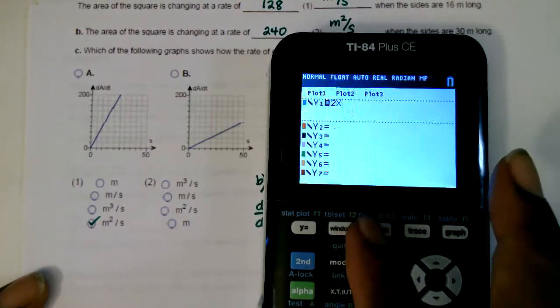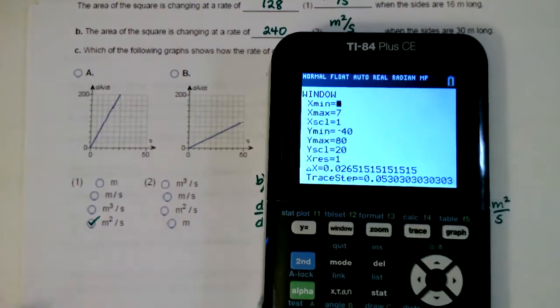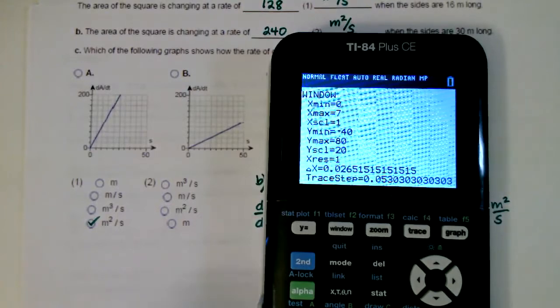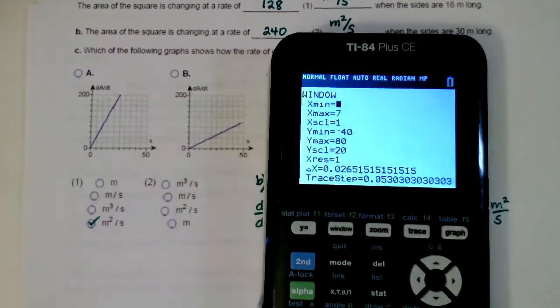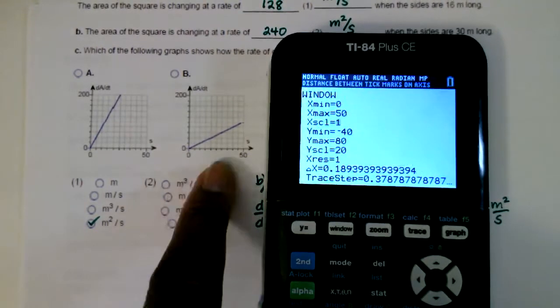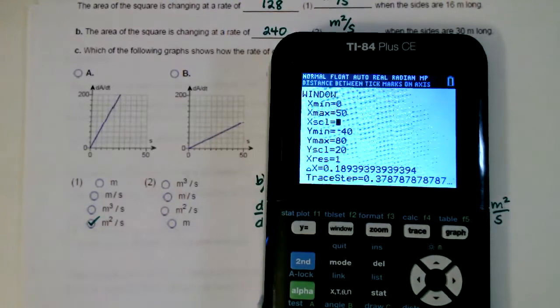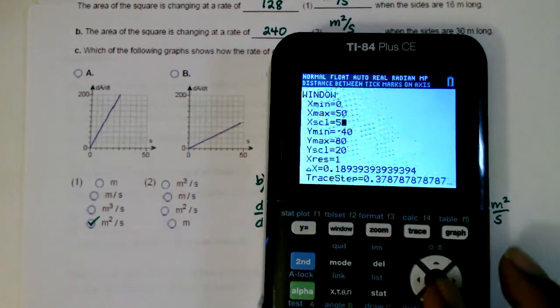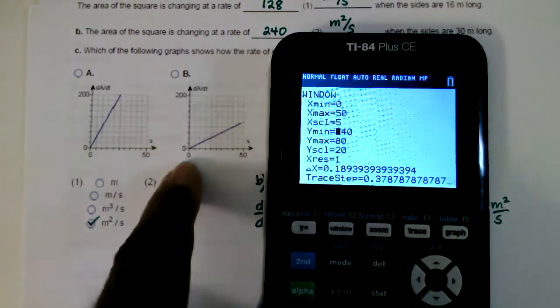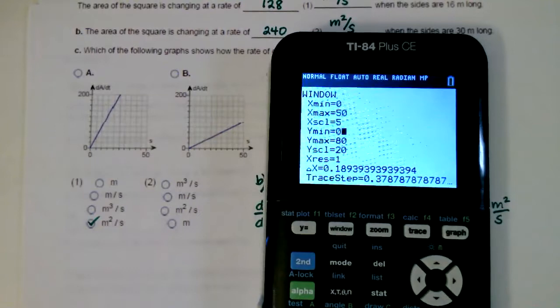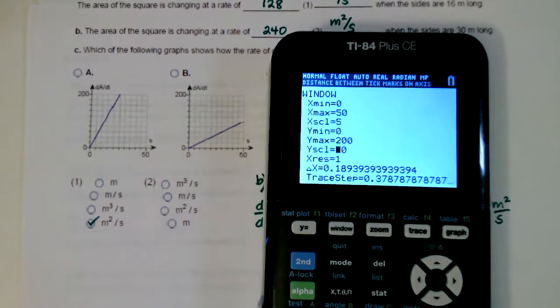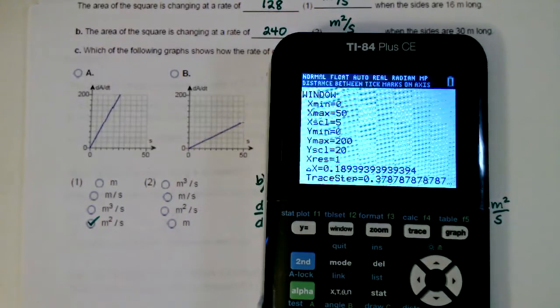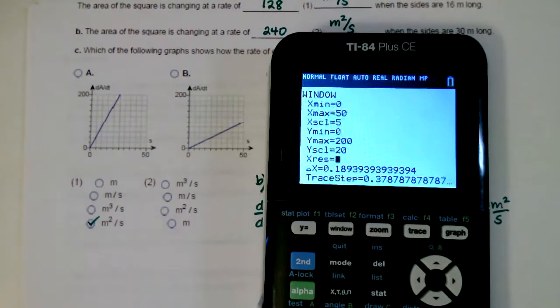I'm going to go to my window, press the window key. Notice the horizontal axis is from 0 to 50. So my x min would be 0, x max would be 50. And each of these marks looks like they're in increments of 5, so that x scale will be 5. And then for the vertical axis, that's the y, that's from 0 to 200. So y min will be 0, y max will be 200. And the y scale looks like it's in increments of 20, so the y scale will be 20.